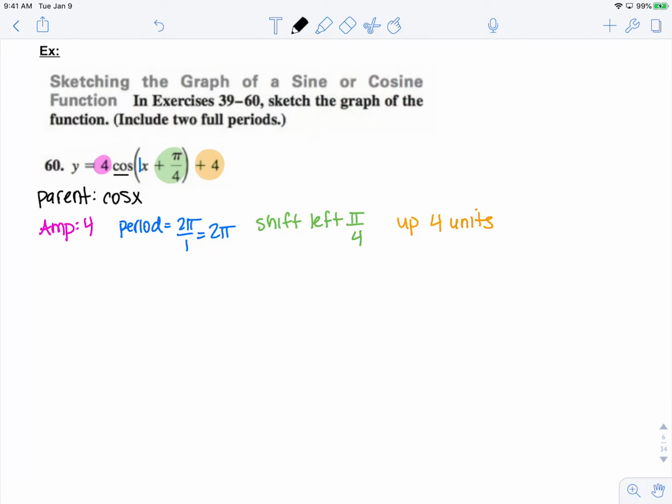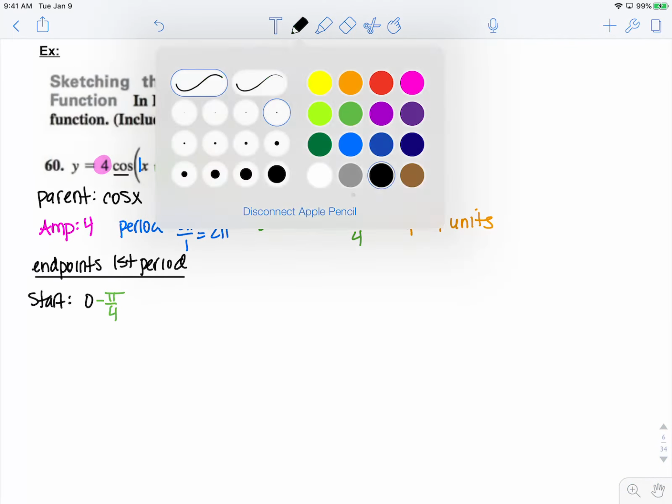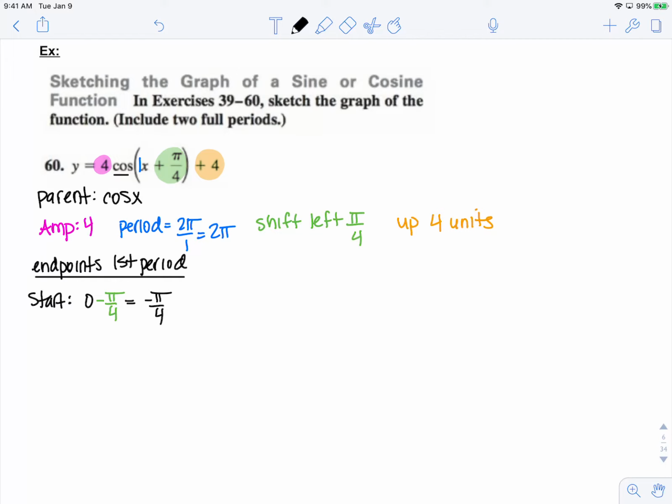So let me figure out the endpoints of the first period. Normally we would start at 0, but we're shifting left pi over 4. So that means we're going to be at negative pi over 4. Normally we would end at our period of 2 pi, but since we're shifting left pi over 4, that's going to be 8 pi over 4 minus pi over 4, 7 pi over 4.